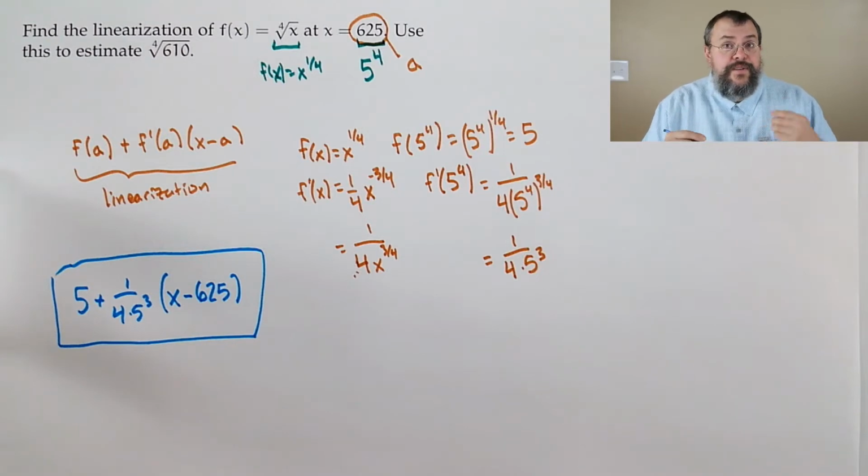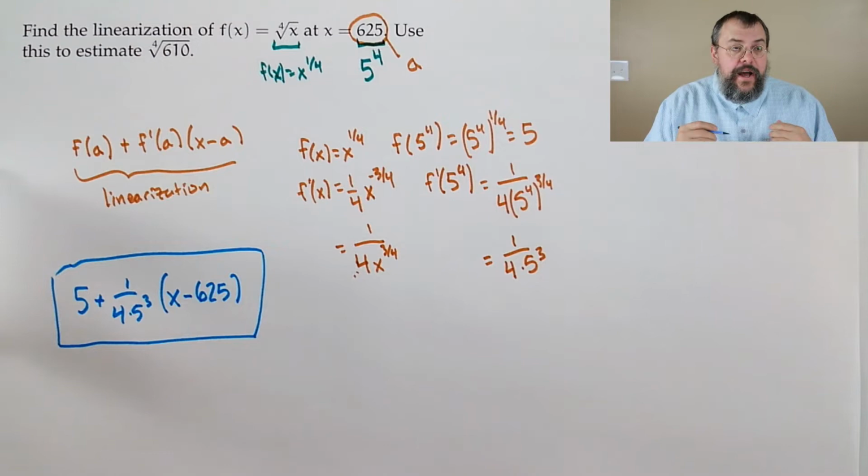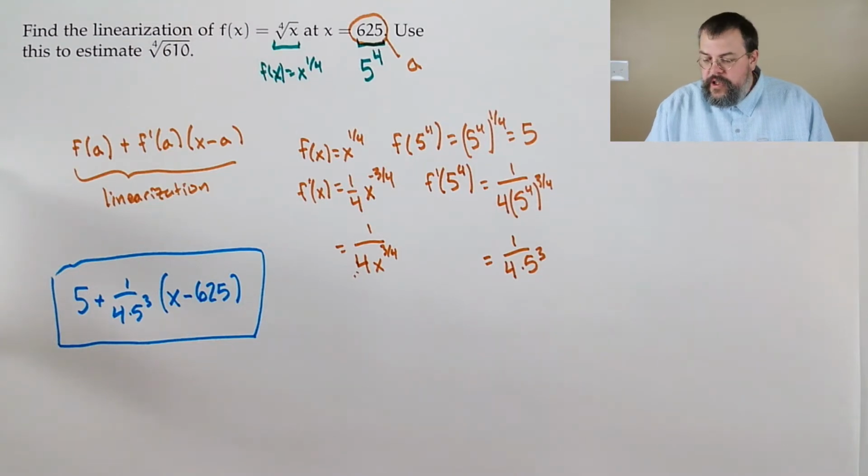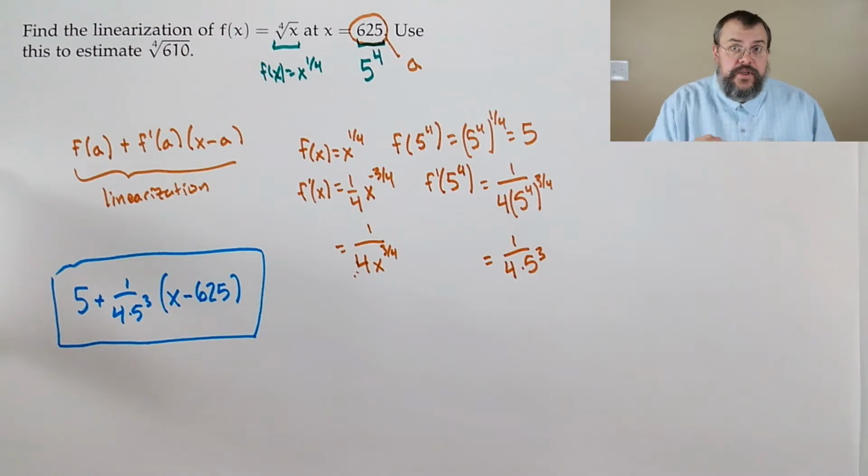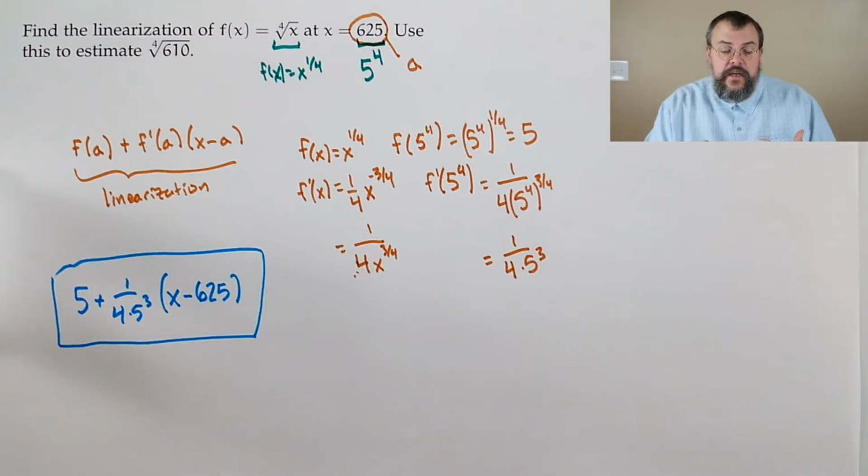Now, the second piece says use this. Okay, so now we get to use it. So how do we use this? Well, the key is to understand what the linearization is doing. The linearization, or again, the tangent line, is mimicking the function nearby.